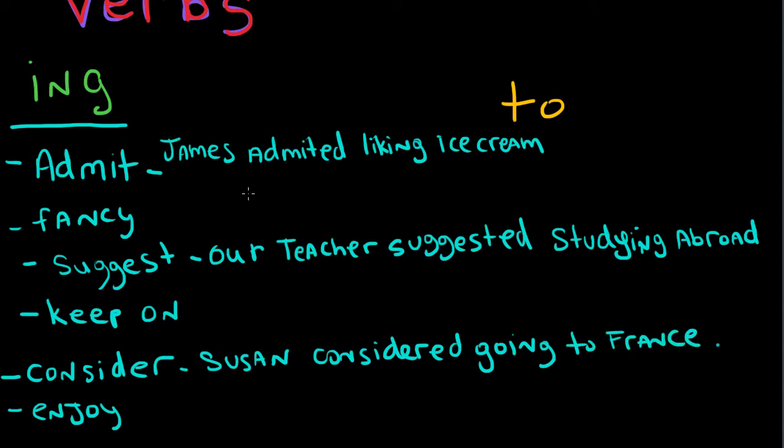Okay, so in all these examples we use the verb. It can either be in the past or in the future or in the present, plus the verb that follows it in the ing, and the object is at the end of the sentence. So we have the verb, the ing form, gerund verb, and then the object, and of course the subject. So with these verbs, admit, fancy, suggest, keep on, and consider and enjoy, we use a second verb in ing.